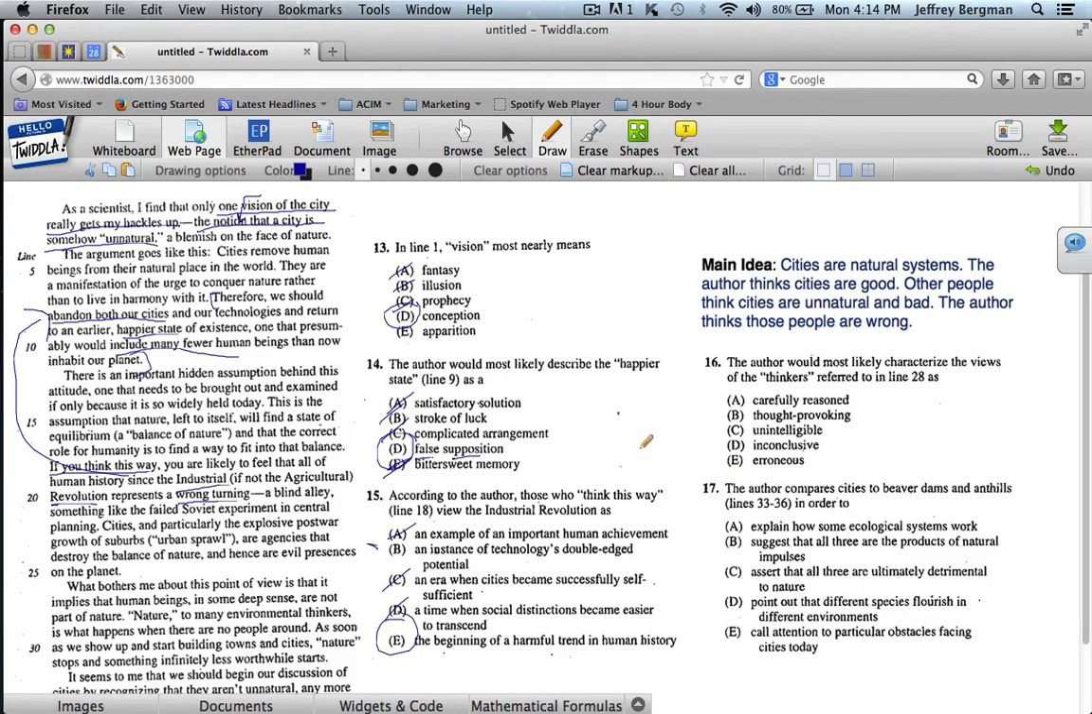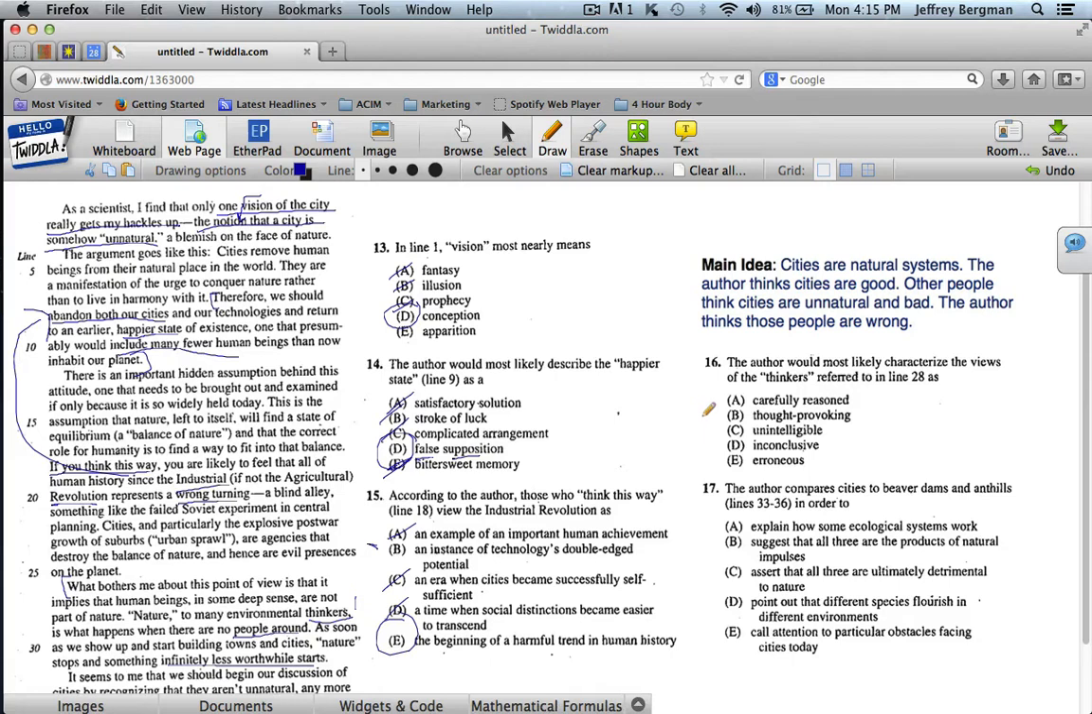Question 16. The author would most likely characterize the views of the thinkers referred to in line 28. Let's take a look. What bothers me about this point of view, we'll start here, is it implies that human beings in some deep sense are not part of nature. Nature, to many environmental thinkers, is what happens when there are no people around. As soon as we show up and start building towns and cities, nature stops and something infinitely less worthwhile starts. So these thinkers here, they're still the people who think cities are bad. The author disagrees with them. So naturally, he thinks it's wrong.